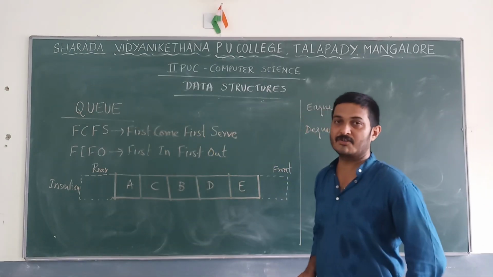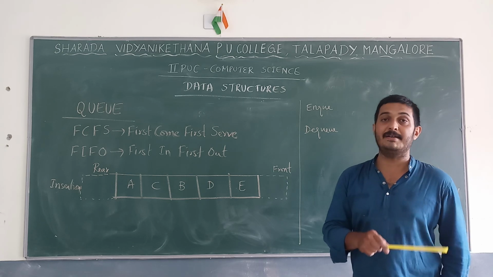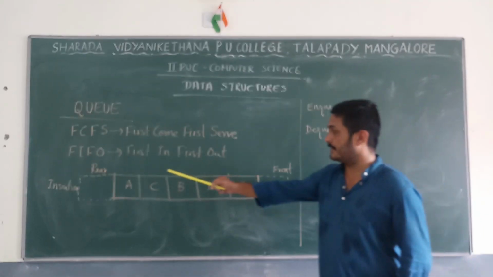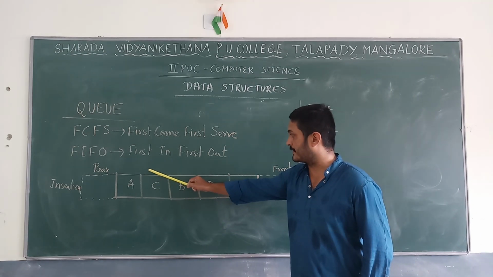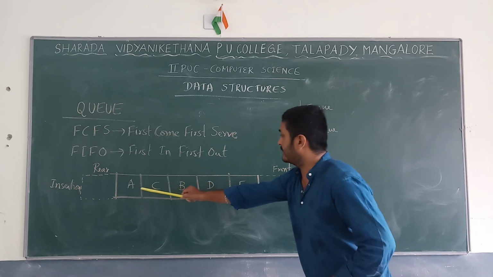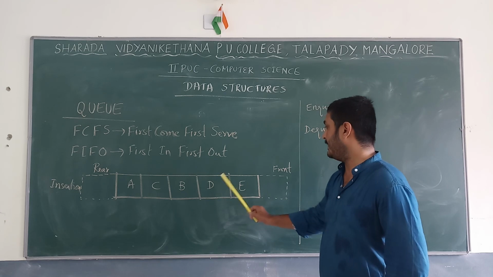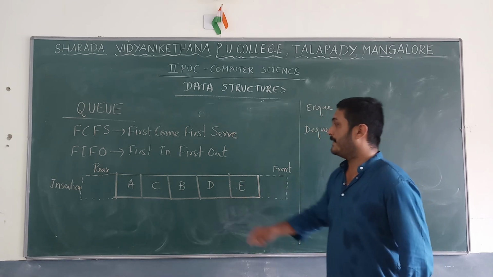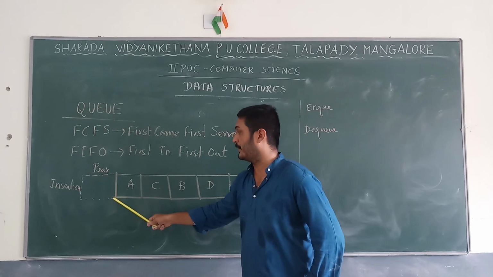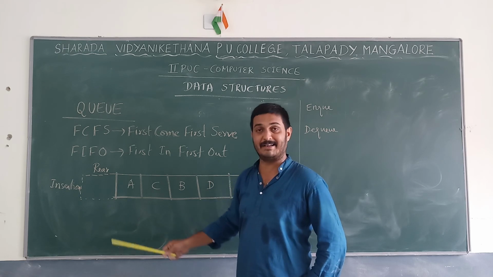See, a queue is a linear data structure where insertion takes place at one end called rear, and deletion takes place at another end called front. Consider this diagrammatic representation of a queue with some elements A, B, C, D, E. Rear means this is the place where we insert a new element, and automatically one location is incremented.